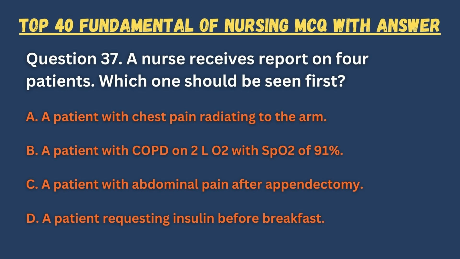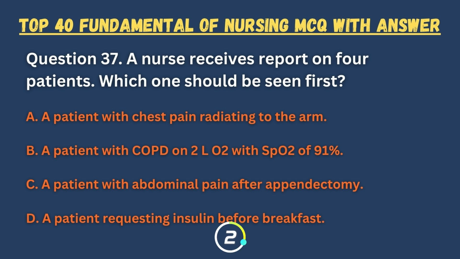Question 37. A nurse receives report on 4 patients. Which one should be seen first? A. A patient with chest pain radiating to the arm. B. A patient with COPD on 2 L O2 with SpO2 of 91%. C. A patient with abdominal pain after appendectomy. D. A patient requesting insulin before breakfast.